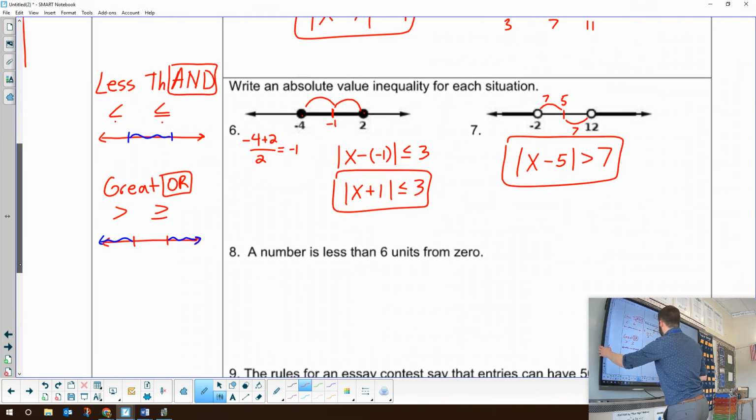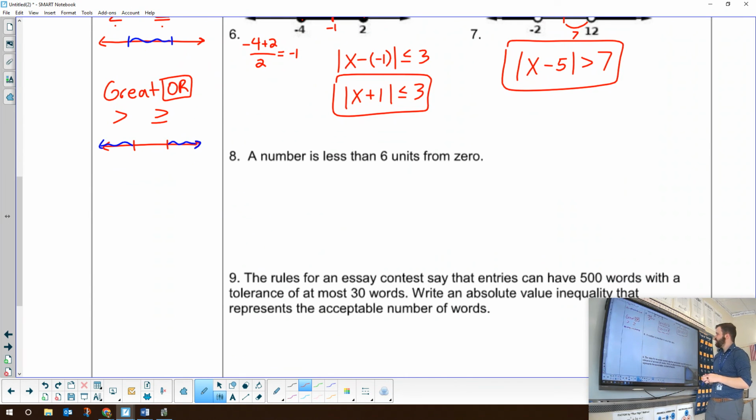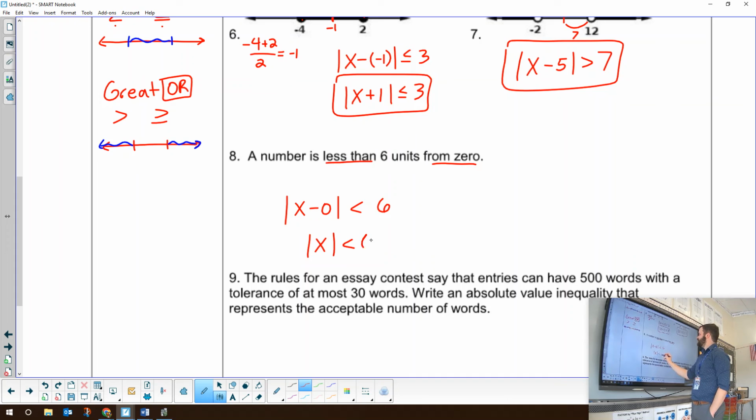All right, number 8 here. A number is less than 6 units from 0. Okay, so here's your key: less than. So we have a less than symbol. From 0, that's my middle, so we're going to go x minus 0 is less than 6 units apart from those two. Now that minus 0, we can just get rid of it, and we can just say the absolute value of x is less than 6. In other words, it's going to be between 6 and -6, just like we learned before. But this one's an and, it's going to come together.